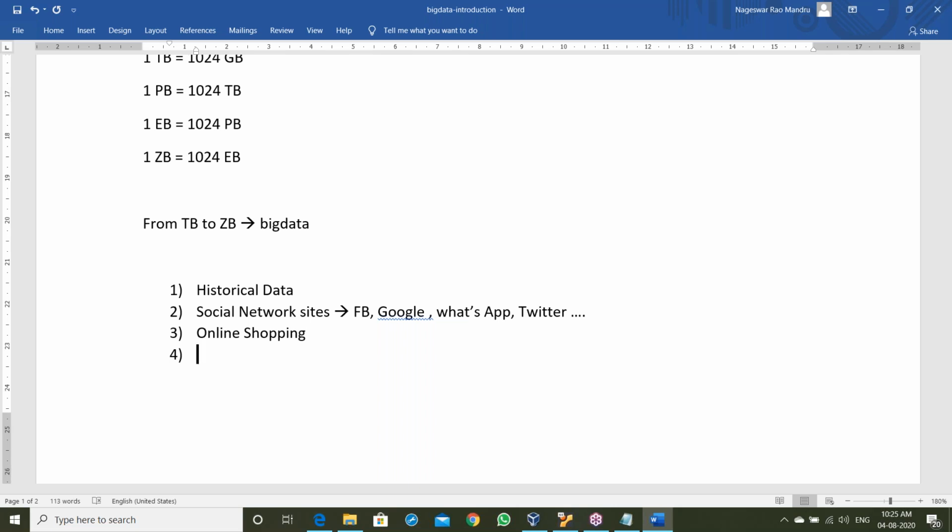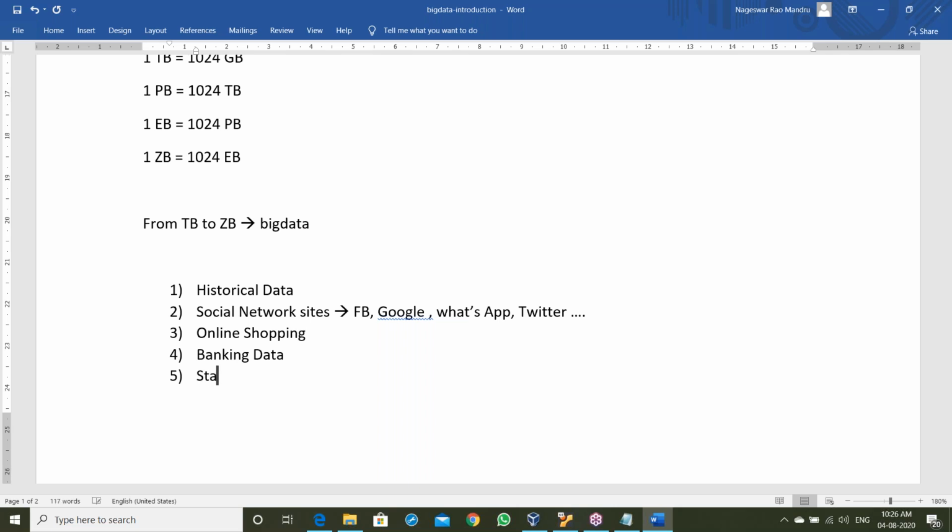Next, banking applications. Banking data is big data here. A lot of data is generated every day in banking, and they have to maintain it. Suppose a customer asks for 10 years of statements. They should provide them, which means they must maintain 10 years of historical data. So banking data comes under big data.